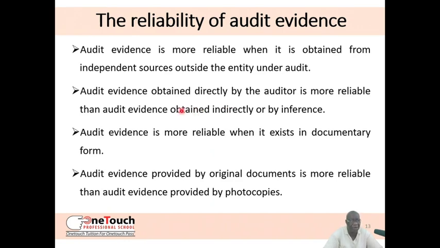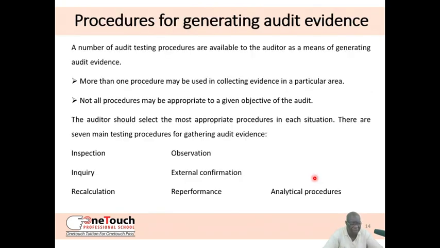The audit evidence is more reliable when it exists in documentary form. Yes. If the thing is not in documentary form, it becomes a difficult issue there. So every audit evidence should be in what? In documentary form. But some of them may not be documentary, yet it will be reliable. Once it's recorded, it is in document. Audit evidence provided by original documents is more reliable than audit evidence provided by photocopies. Yes. That's why auditors, when you give them a photocopy, always say, what is the original? Because you can't rely on photocopies. Original documents are more reliable than photocopies.